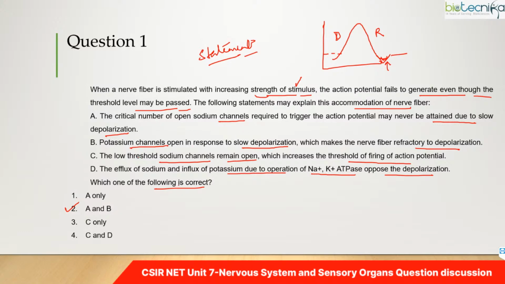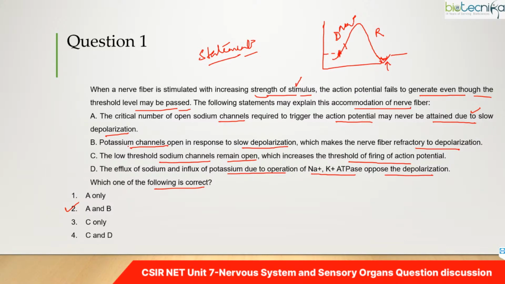what it says, why A and B is correct. It says the critical number of open sodium channels required to trigger the action potential may never be attained. So here what is happening? Here the sodium channels are opening in the depolarization phase, right? Now you need some level of sodium channels, right? Some critical level. Otherwise, it will not give rise to action potential. Okay, you need some amount of sodium channels. So that critical level has to be reached. Okay, so the critical number of open sodium channels is required to trigger the action potential, and it may never be attained if there's a slow depolarization. If this depolarization is very slow, it means that that many sodium channels are not there, right? So it will not be able to generate the depolarization phase. So further, no action potential. So that is why A is correct, right?